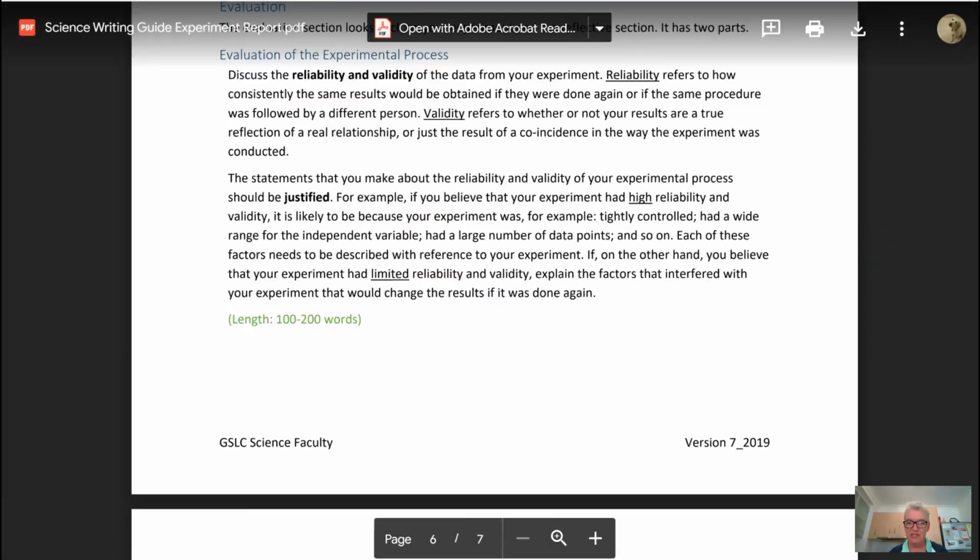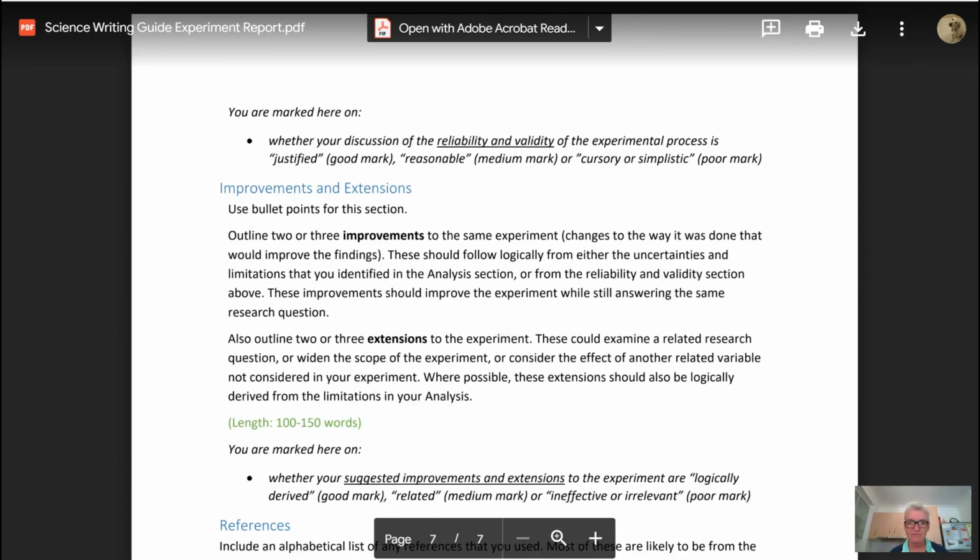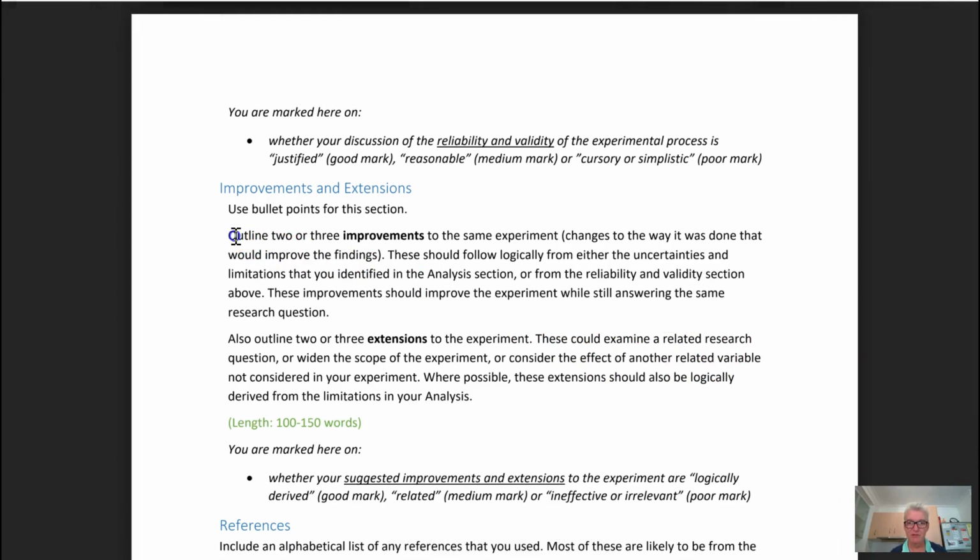And the last section, evaluation, is to improvements. So 2 or 3 improvements to the same experiment, to the way it was done, the process again, or the method. Yep. So if you had uncertainties and limitations, you need to say how these improvements would actually make it easier to answer the research question the next time, the same research question.